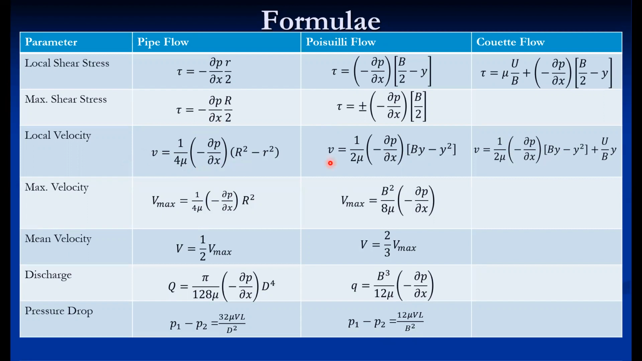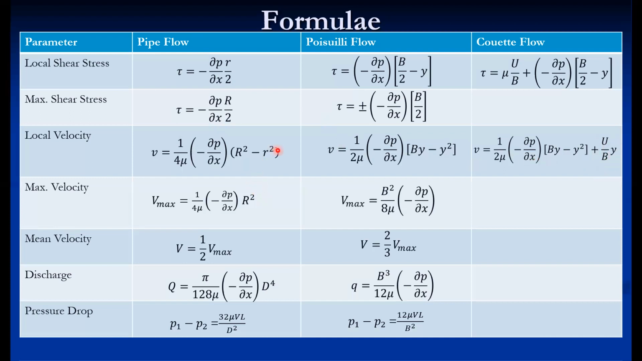Similarly, local velocity we have to memorize. In this case, local velocity is 1/4 mu into minus ∂p/∂x, into R square minus small r square. The same equation is there for plates, only instead of 4, 2 is there, and instead of this, it is by minus small y square. So they are quite similar equations, only you have to memorize the differences. And in the Couette flow equation, one more term is added, that is u by b into y. So that term is only added in local velocity.